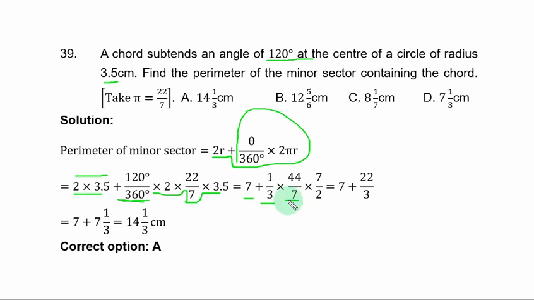The given answer is in mixed fractions. We can convert this to an ordinary fraction or common fraction, and that is 7 over 2. From here we cancel 7, divide 44 by 2, you have 22 remaining over this 3. That is what you have here. Instead of simplifying and dividing, we can express this in mixed fraction as this. So when you add the whole numbers, you have 14 whole number 1 over 3 cm as the perimeter of the minor sector. So A is the correct option.